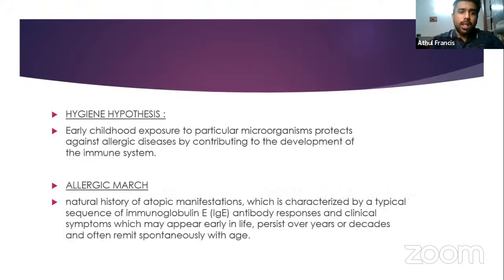Now, when you're coming to the basic pathogenesis of asthma, there are 2 points which I want to discuss. This is something which is always asked as well. One is known as the hygiene hypothesis, and the other is known as the allergic march. Now, what does the hygiene hypothesis state? It states that if you are exposed to infections in your childhood, there is a particular protection against allergic disease at a later date.